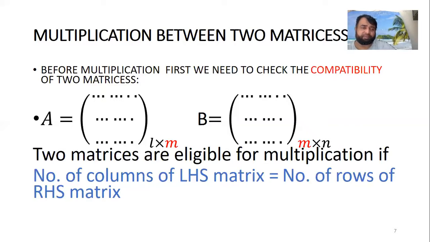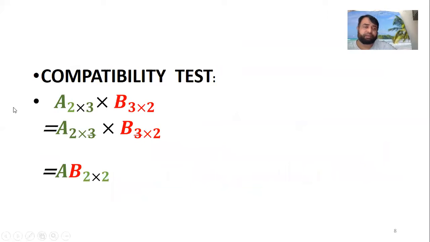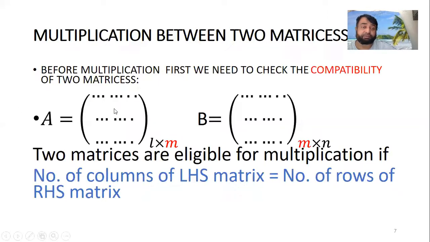That means you can multiply. So matrices are eligible for multiplication if the number of columns of the left-hand side matrix is equal to the number of rows of the right-hand side matrix. That is the rule that you can use to check the compatibility of two matrices. I think you understand.